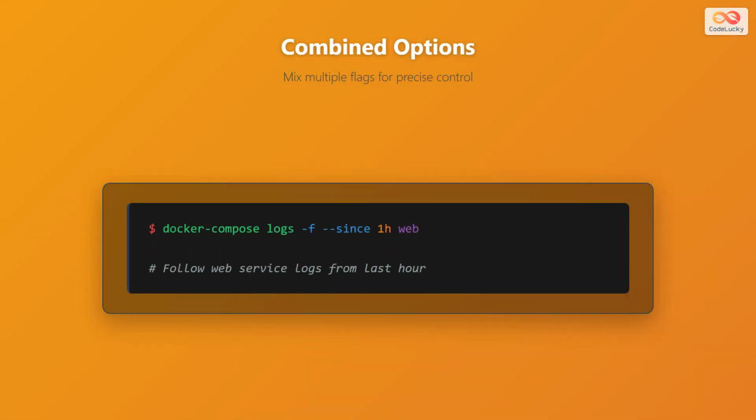To achieve precise control, combine multiple flags with the docker compose logs command. For example, running docker compose logs -f --since 1h web will follow the logs of the web service, streaming only the entries from the last 1 hour. This lets you focus on specific services and timeframes simultaneously, improving the efficiency of your log monitoring and debugging.